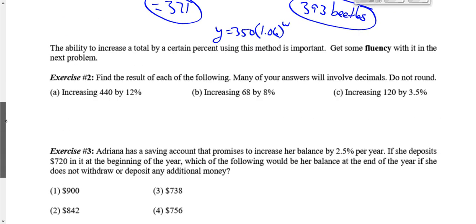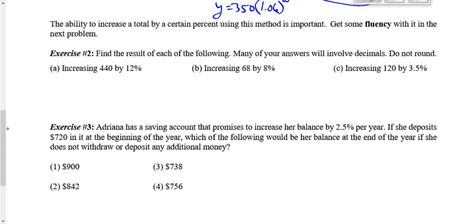All right, so let's go on to exercise 2. Find the result of each of the following. It says do not round. If it becomes a ridiculously long decimal, we'll let it round. But now, they're not saying multiply 440 by 12%. We did that in the last lesson, right? Increase it by 12%. So thinking about what we just did, we'll start with 440 times what? 1 plus 0.12. Because it's saying to increase it. So it's a little different than yesterday.